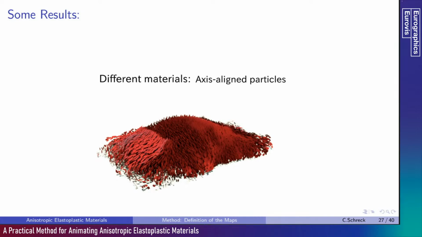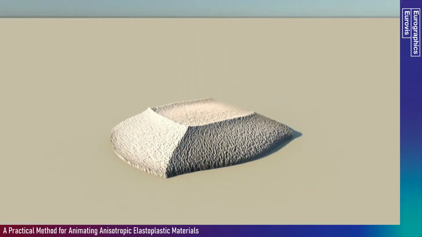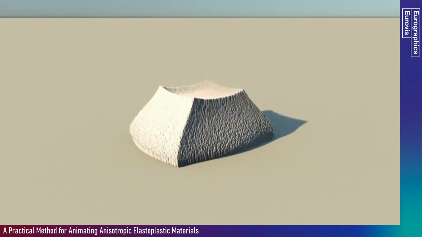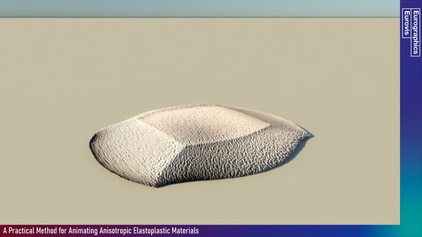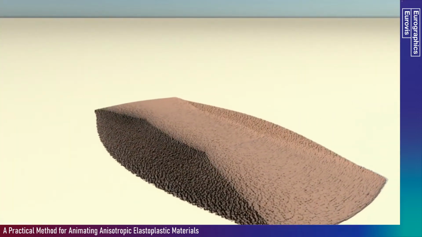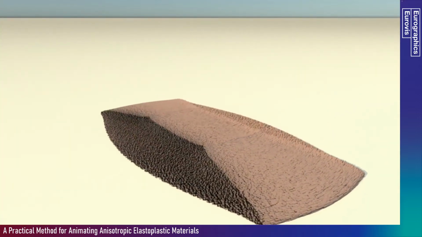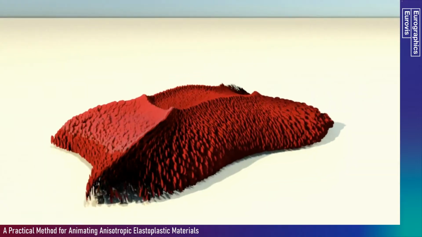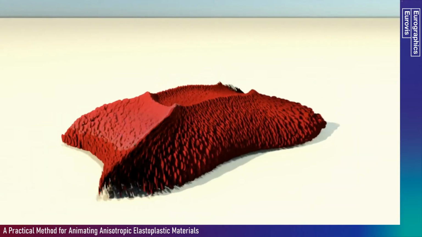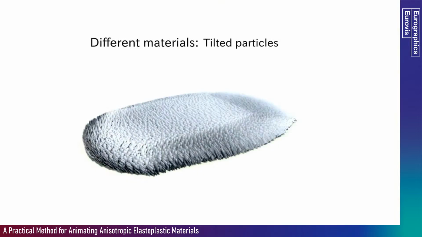In this video, we try to represent different kinds of material. Here we have some flat grains, like cards for example. Now some elongated grains, like rods. And here I don't remember what I was trying to do, but I just liked the results. And now we have the same materials, but with the initial grain tilted.